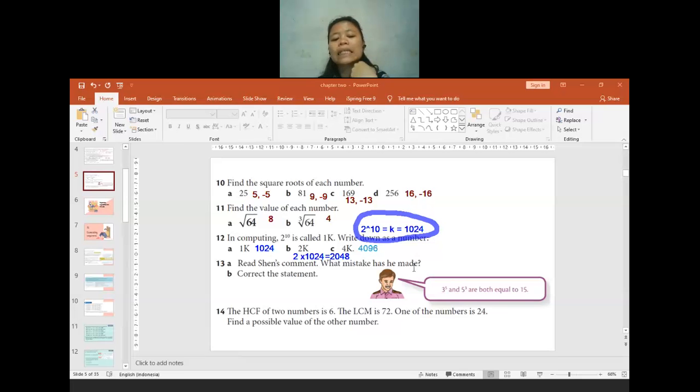But now question 13a. What mistake has he made? What mistake do you think? How could he get 15 from 3 to the power of 5 and also 15 from 5 to the power of 3? What do you think he did to get 15? Yeah, he thought that it was 3 times 5. Okay, thank you.